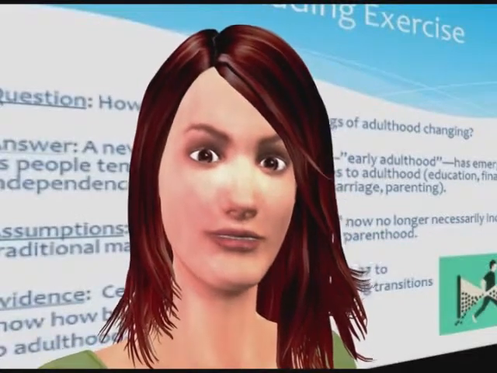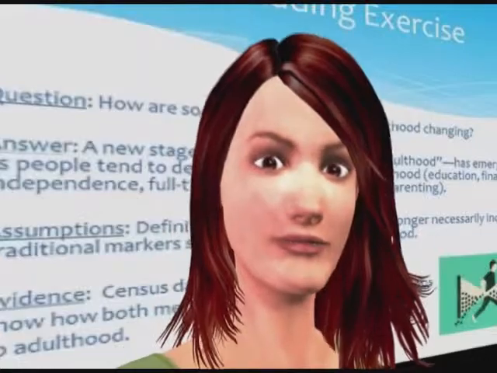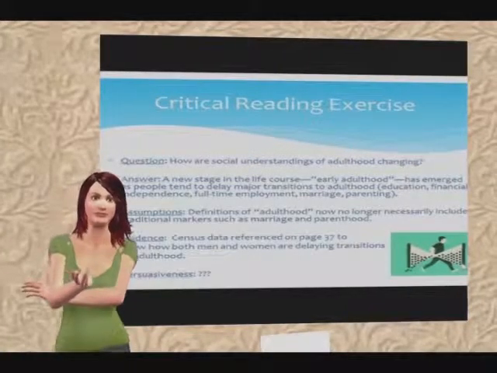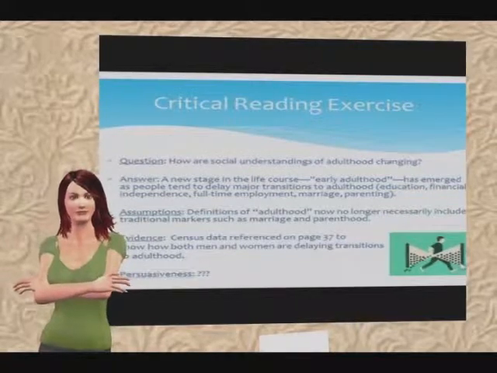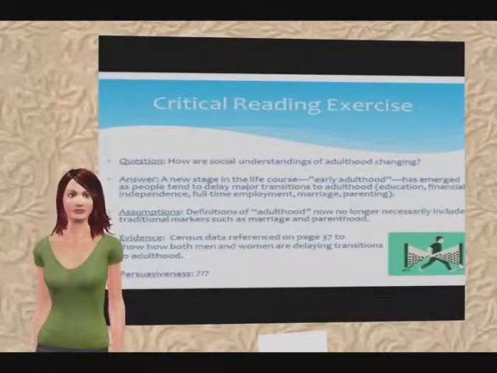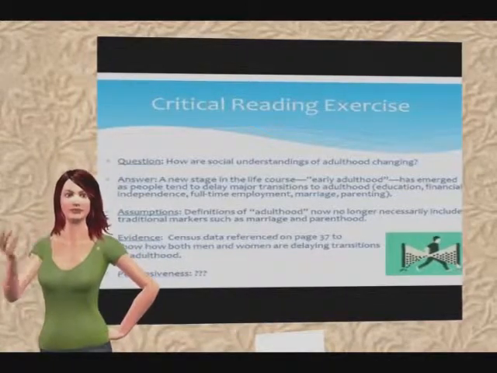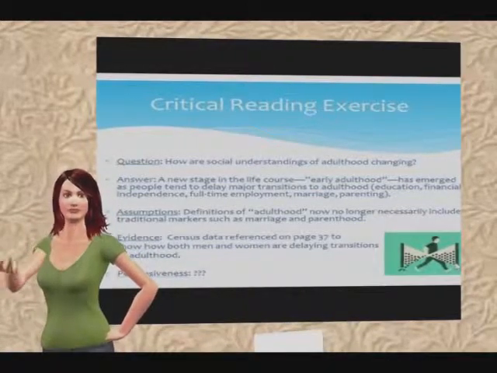So the next question we want to ask is, what evidence do the authors use to support this argument? Well, just one piece of evidence, and this is not the only piece, is on page 37 of the reading, where they use census data. That's a government agency, the U.S. Census Bureau, census data to show how both men and women are delaying these traditional transitions to adulthood.